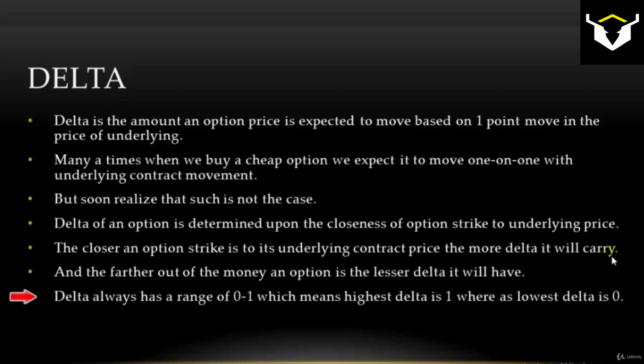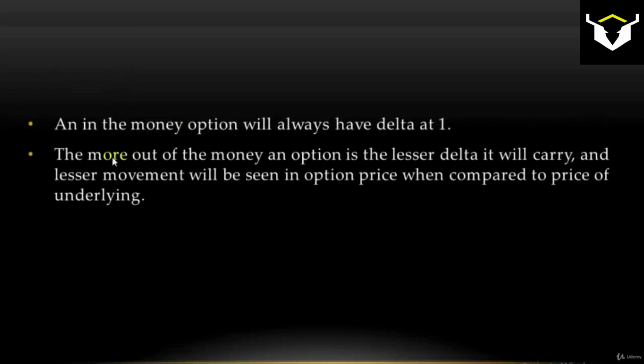So delta always has a range of 0 to 1, which means the highest delta is 1, whereas the lowest delta is 0. The more out of the money an option is, the lesser delta it will carry, and lesser movement will be seen in the option price when compared to the price of the underlying.